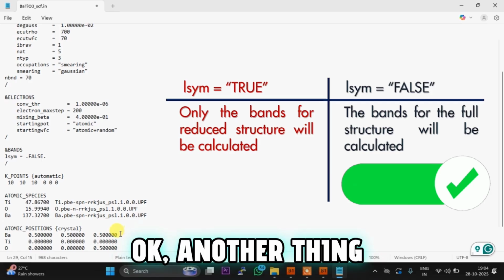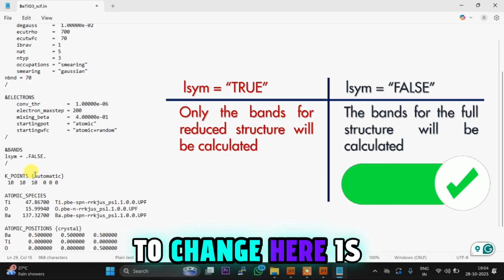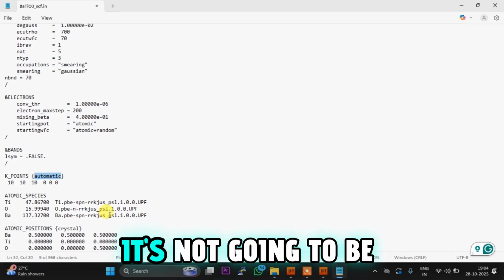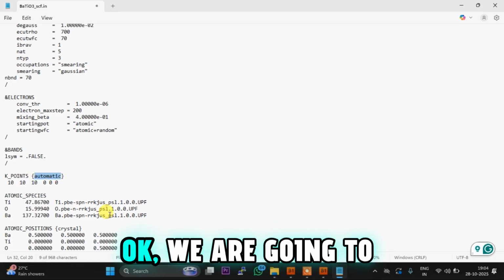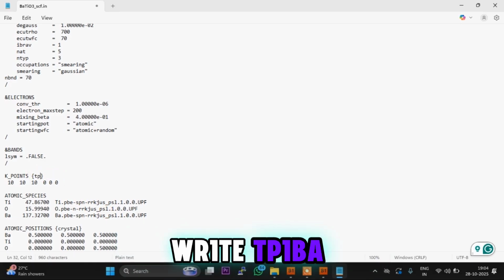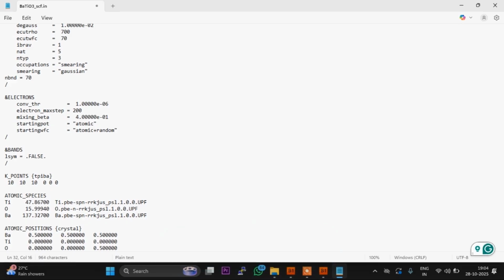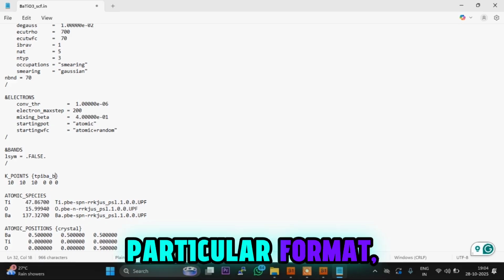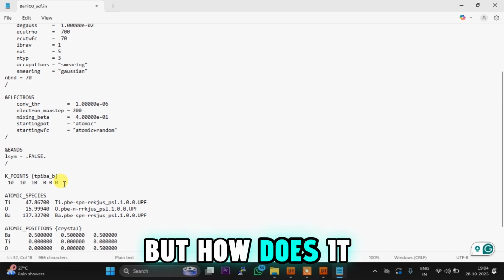Okay? Another thing that we are going to change here is this. It's not going to be automatic anymore. We are going to write tpiba_b. So that is a particular format, but how does it occur?